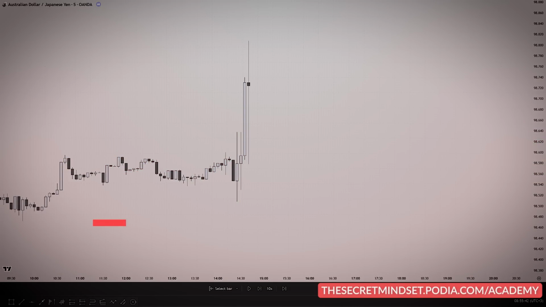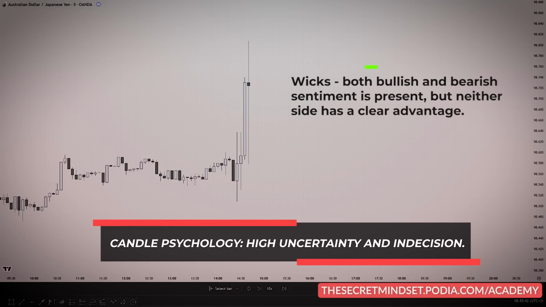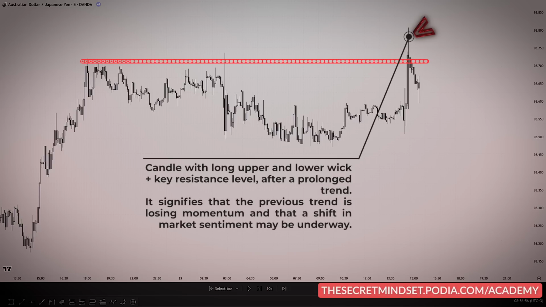From a psychological perspective, these candles indicate a market in a state of high uncertainty and indecision. Neither buyers nor sellers are able to maintain control for long. The long wicks on both sides suggest that both bullish and bearish sentiment is present, but neither side has a clear advantage. This type of price action often occurs at key turning points in the market or after a prolonged trend. It signifies that the previous trend is losing momentum and that a shift in market sentiment may be underway.